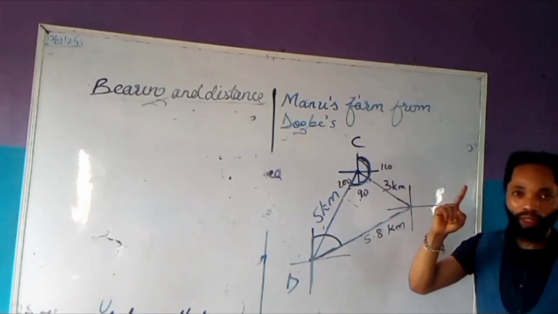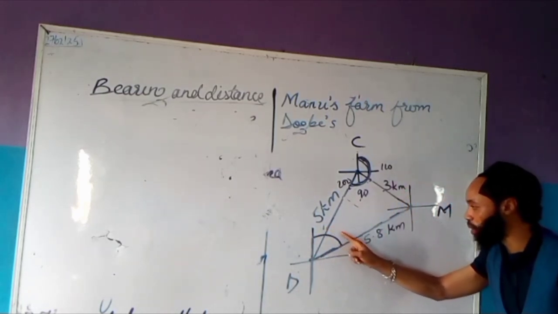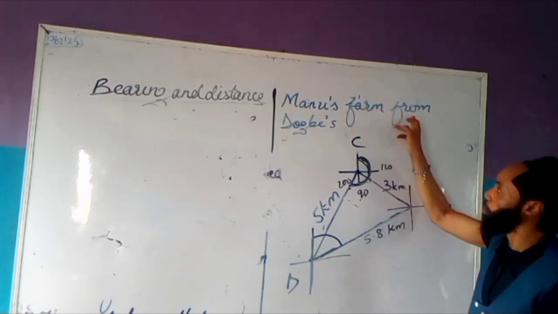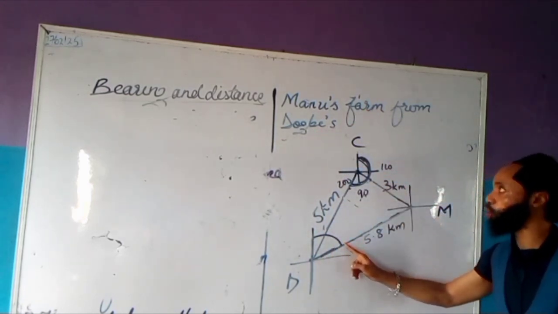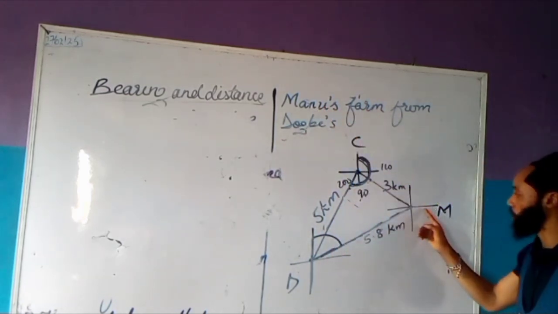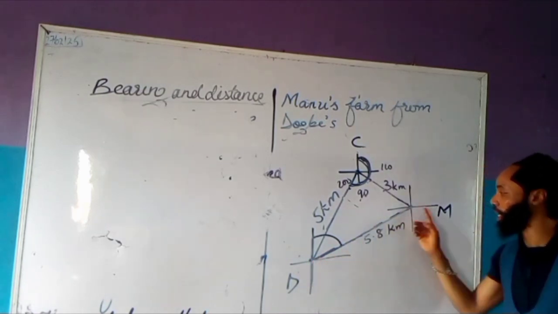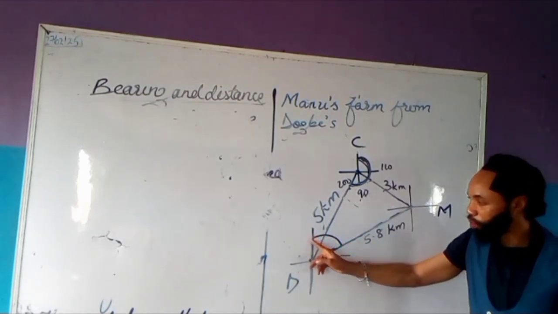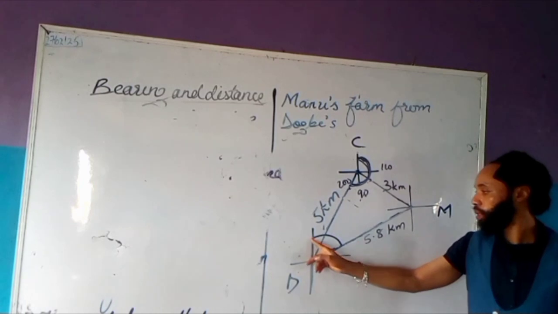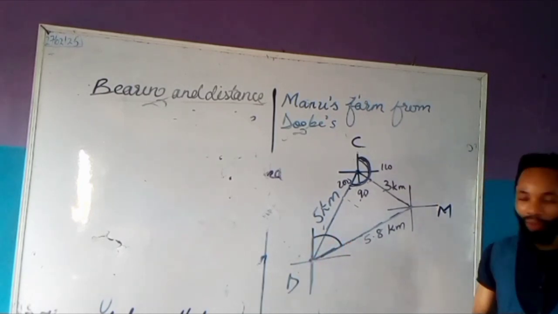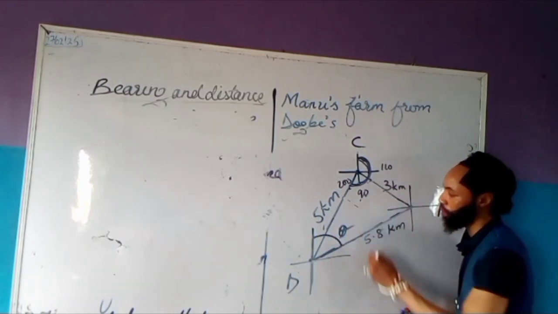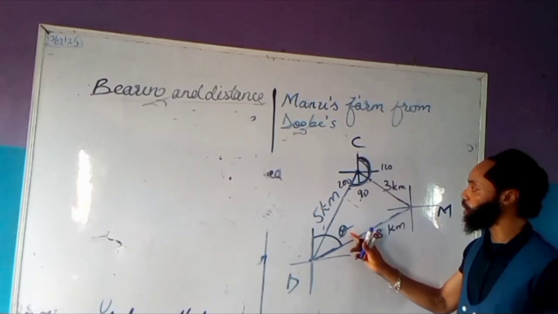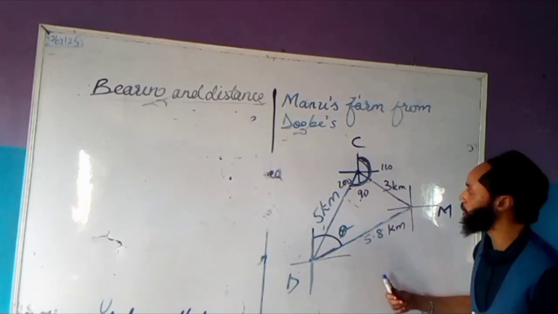You start from the north of wherever you are starting from, down to the line that connects D and M, where you stop. So we start from D, the north, down to this place. Now that's the bearing. But we don't know this angle. If we know this, we can get this place, and our work will be easy.